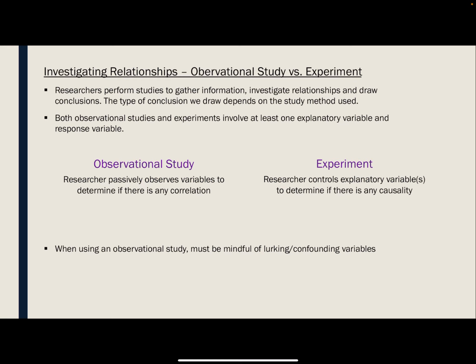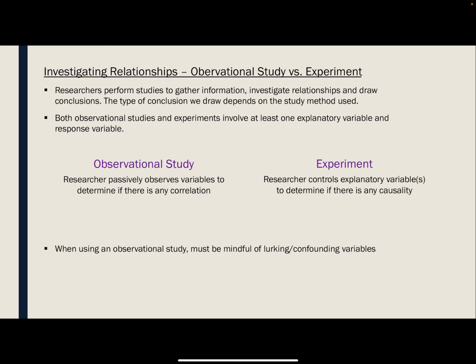So for both observational studies and experiments, they will have at least one explanatory variable and at least one response variable. With an observational study, the researcher is passively observing what is happening. They're collecting data. But with an experiment, the researcher is actively controlling the explanatory variable. Because an observational study is passive and there's no control, the best conclusion that can be drawn is that there's some kind of association between the variables.